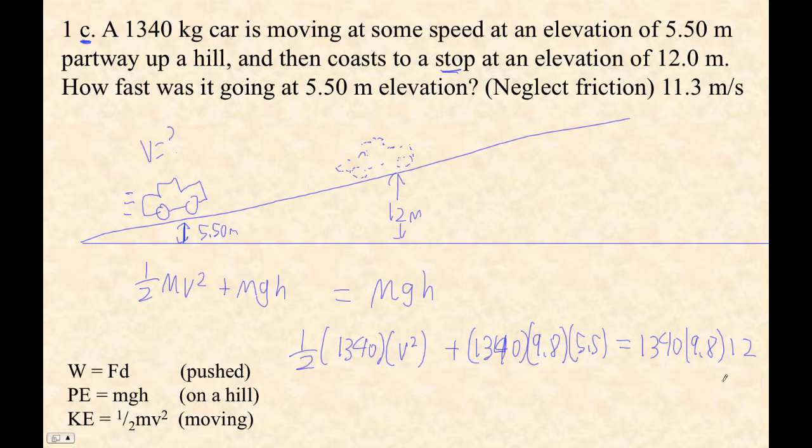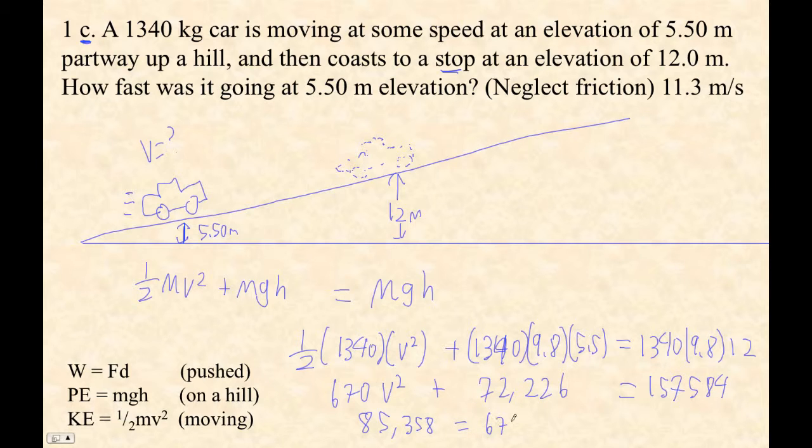That's a large number, 157,584. Let's now do this side, 1340 times 9.8 times 5.5, and that's 72,226. And then 0.5 times 1340 is 670. Now my next step is to go this minus this, so I'm going to go that minus that, and I get 85,358.